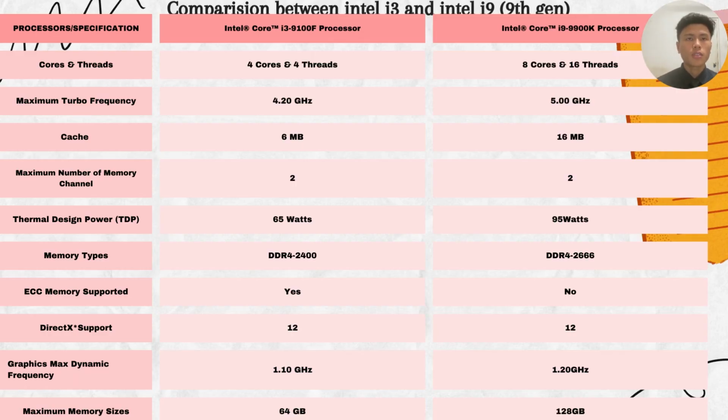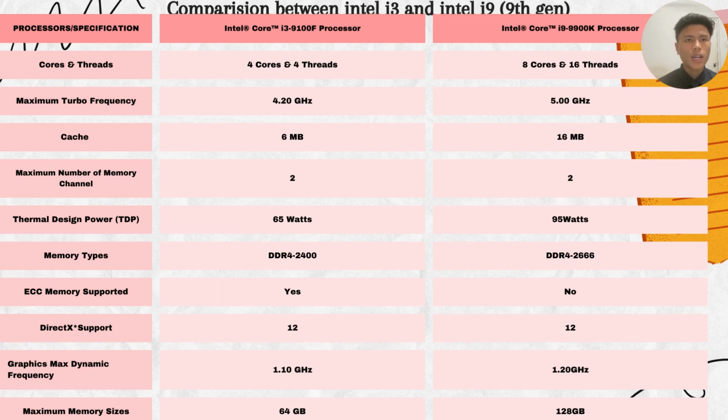Assalamualaikum, and today I want to talk about the comparison between Intel i3 and Intel i9 9th generation. For cores and threads, i3 is 4 cores and 4 threads, and i9 is 8 cores and 16 threads. Maximum turbo frequency for i3 is 4.2 GHz and for i9 is 5 GHz. Cache for i3 is 6 MB and for i9 is 60 MB.